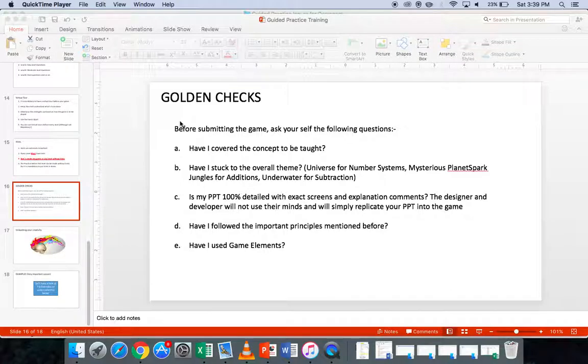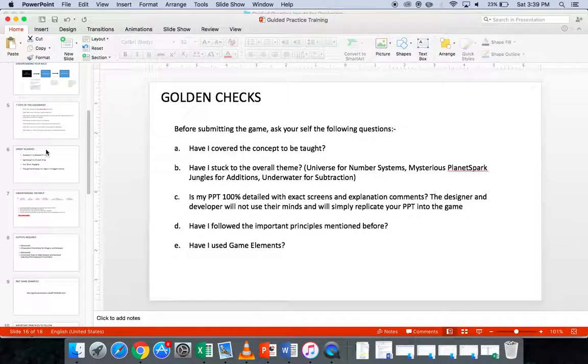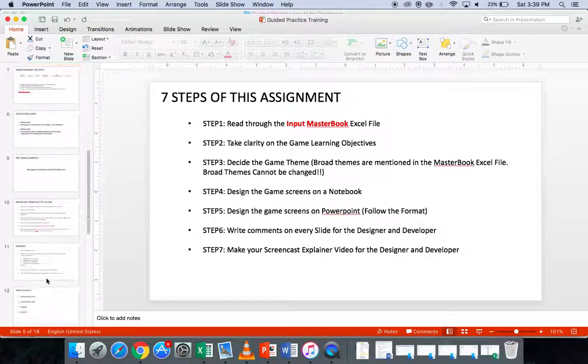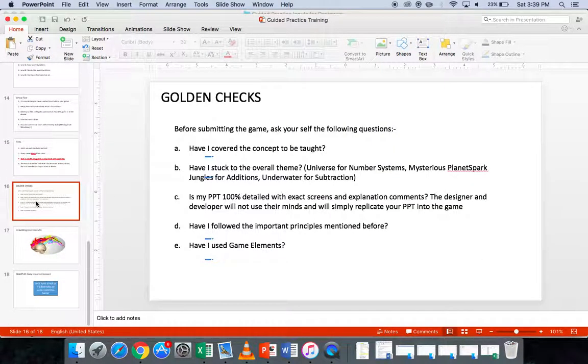Now, what are the golden checks? So, we have talked about two important things. One is that we've talked about 7 steps of this assignment. Then we talked about important principles to follow. So, how are golden checks different? These are just a checklist.